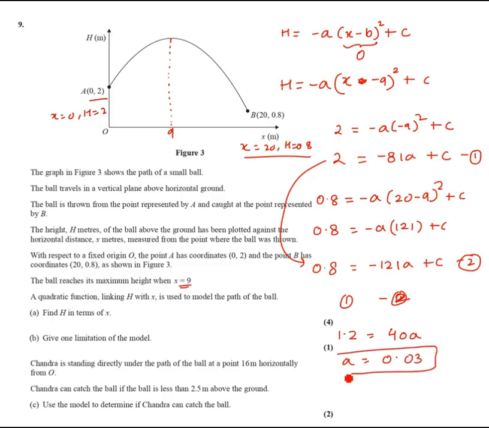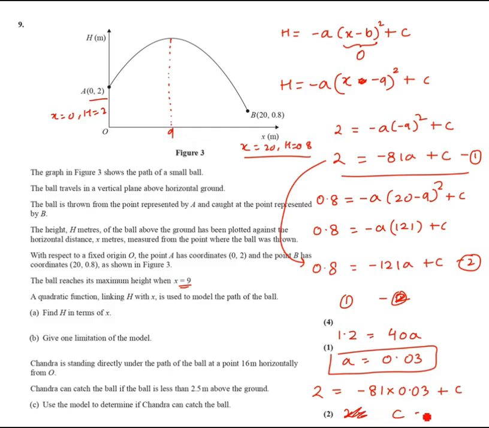Now a is 0.03. If we substitute the value of a in one of these equations, let's substitute in the first one. So this becomes 2 equals minus 81 times 0.03 plus c. If we move this to the left, it becomes 2 plus 81 times 0.03. That gives us the value of c.